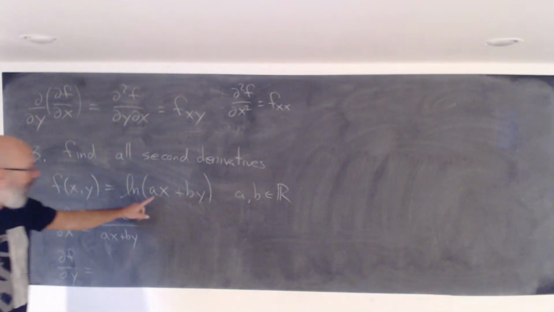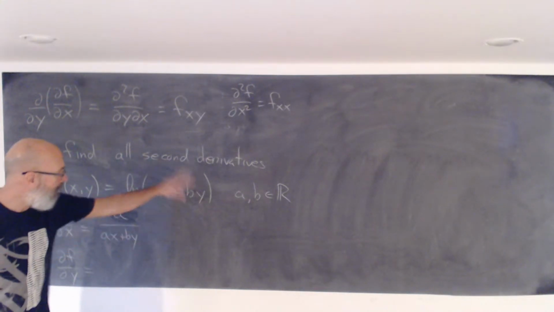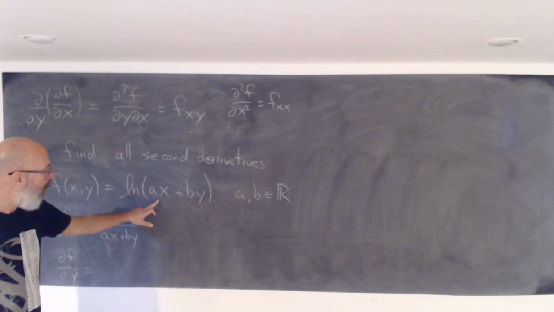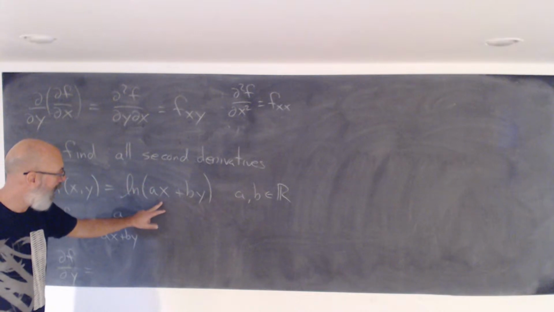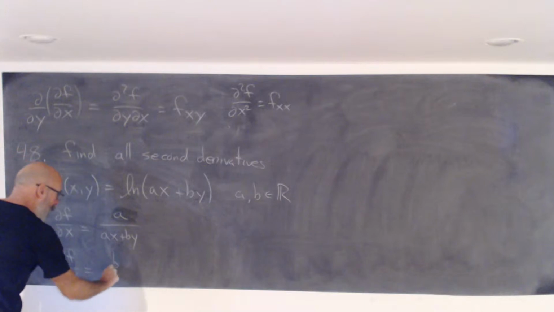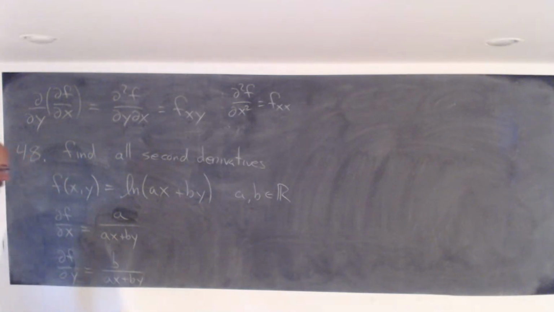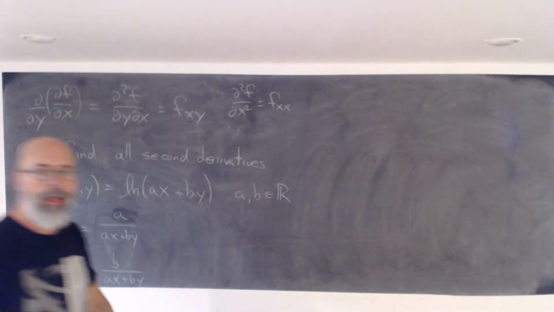You can do that in your head, right? Derivative of ln is 1 over, so 1 over that, times the derivative of the inside with respect to y. This is only x's, that derivative is going to be 0. So you'll get a b on top. Does everybody see that? b over ax plus by.